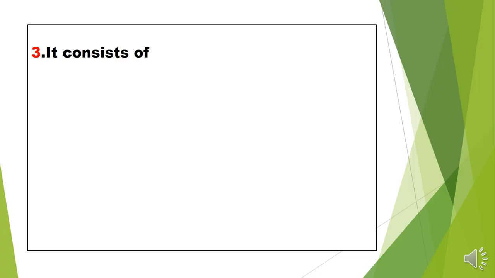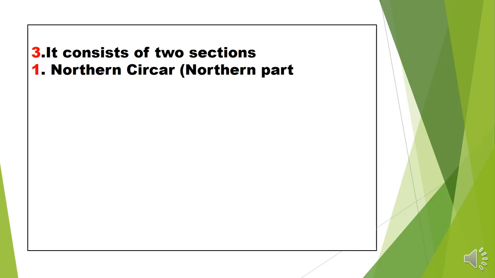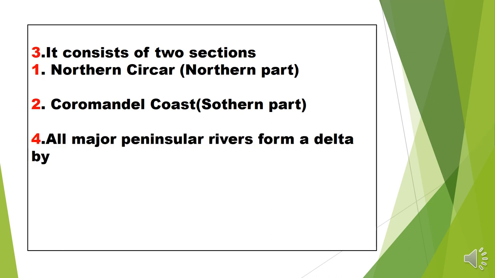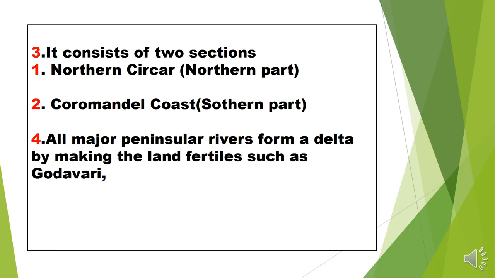And the next is the eastern coastal plain, which consists of two sections. Northern Sirkar means the northern part, from upper Odisha to Andhra Pradesh, and it is called Northern Sirkar. And the southern part, near Tamil Nadu, is called the Coromandel coast. And all major peninsular rivers, many of which originate from the plateau area, such as Godavari, Krishna and Kaveri, flow from west to east. So they drain into the Bay of Bengal.